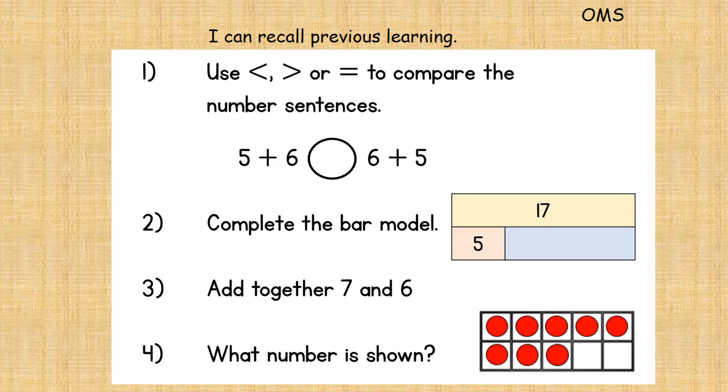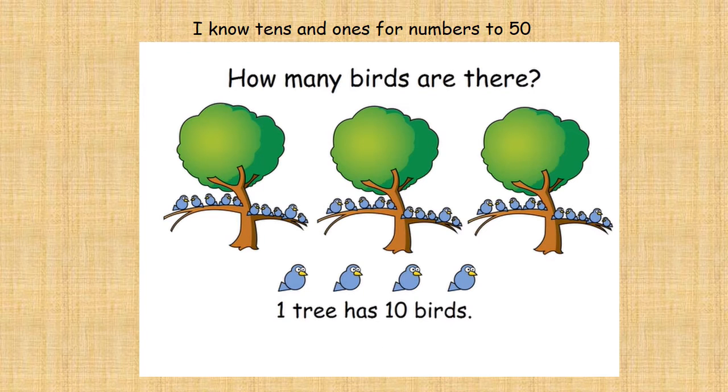Now let's check your answers. 5 add 6 equals 11. 6 add 5 equals 11. The symbol in the middle is equals or the same as. Question 2. 17 is a whole number. 5 is a part. We're missing the other part. The missing part is 12. Question 3. 7 and 6 equals 13. And question 4, I can see this is number 8 on a tens frame. Well done everyone. Now it's time to start our lesson.